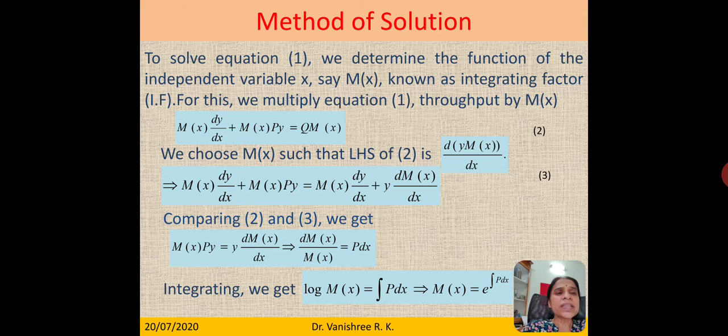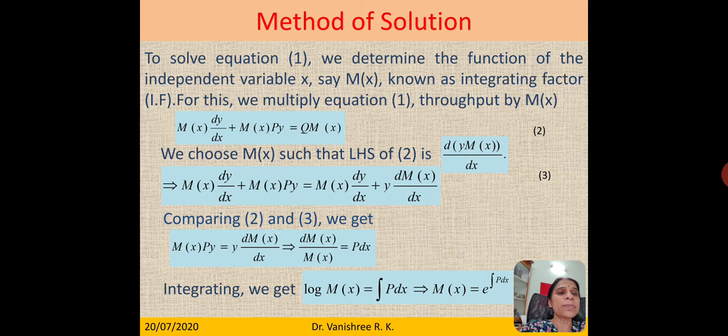So, look at that now. We want our m of x to be in a particular form, which should satisfy the LHS of equation 2. Let us assume that m of x has been chosen in such a way that the LHS of equation 2 is nothing but d by dx of y into m of x. So, that is equation 3: m of x dy by dx plus m of x py, the LHS of equation 2, is now equal to the derivative of y into m of x with respect to x.